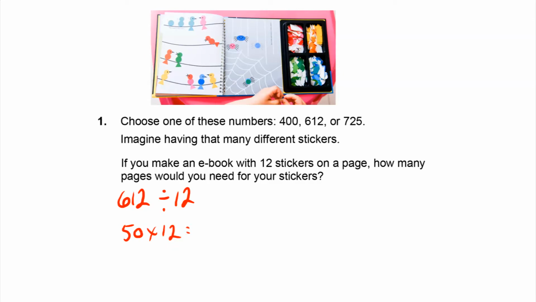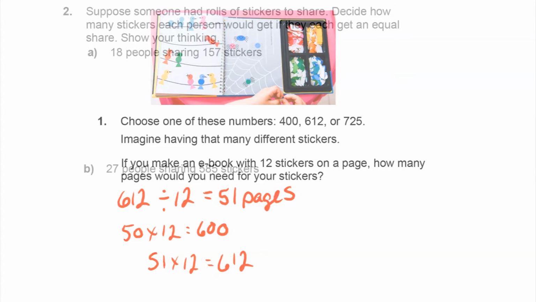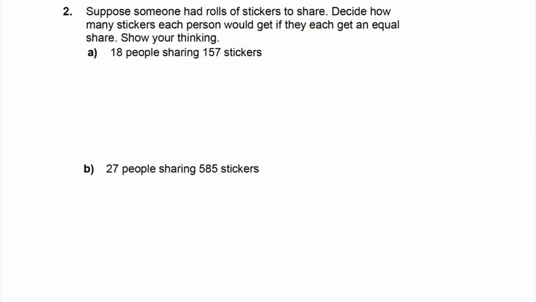5 times 12 is 60, so 50 times 12 must be 600. I'm getting pretty close. That means I've just got one more to go. 51 times 12 should give me 612. If I have 612 stickers, and I divide them by 12 stickers per page, I'm going to end up with 51 pages of stickers.